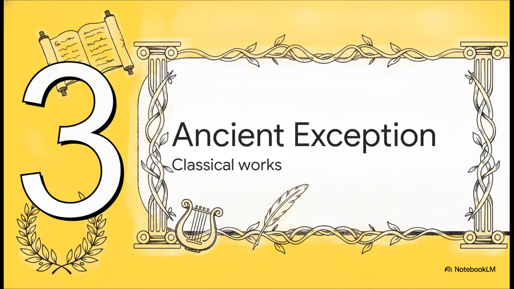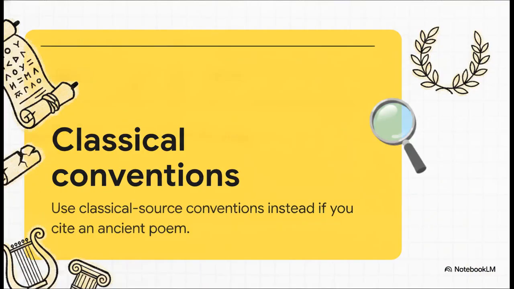Section 3, The Ancient Exception. Okay, so if the text you're analyzing is an ancient poem, think Homer's Odyssey, you literally take all those standard Harvard rules we just learned and throw them right out the window. Yep, they're gone. Instead, you have to use classical source conventions.